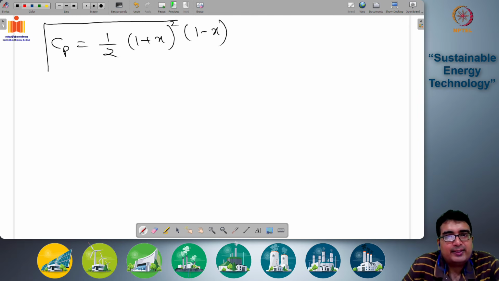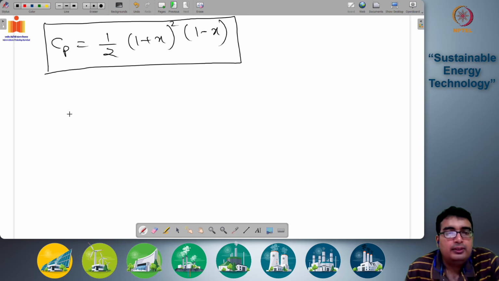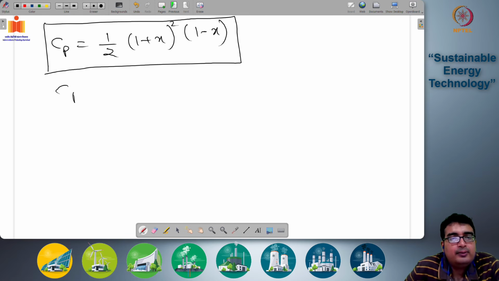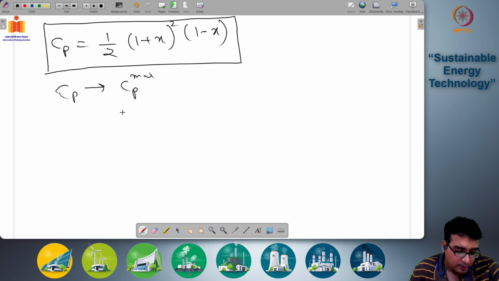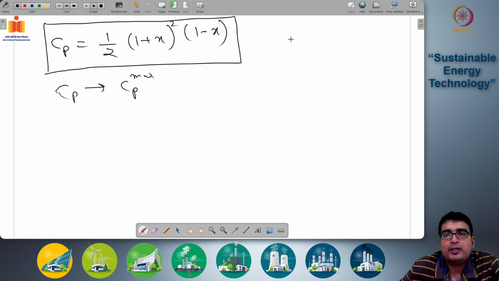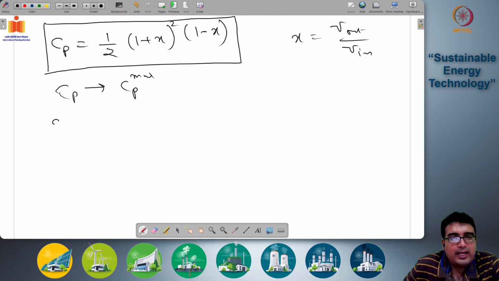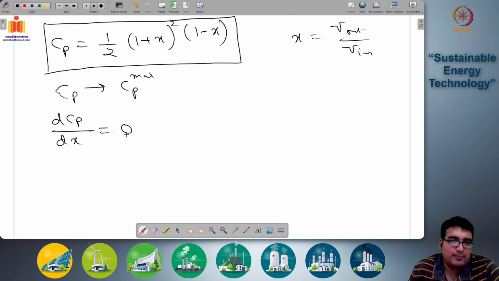So this is the generic case, correct? Now let us discuss when Cp tends to Cp max. So what is the maximum possible value of this power coefficient Cp? This, of course, is a variable only with respect to x, which is V out by V in. So we can set dCp/dx to 0 to get the stationary value, which is the maximum. So we differentiate this Cp with respect to x and set it to 0.